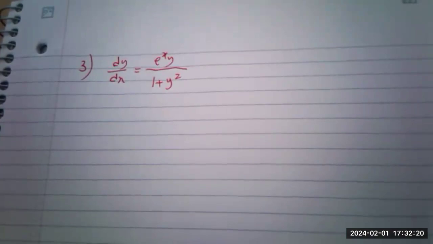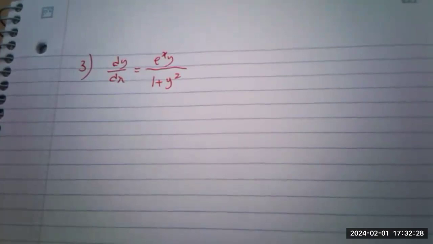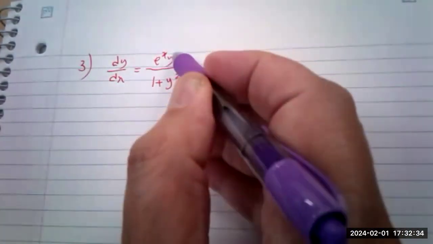Number 3, part 3, of course, dy/dx is equal to e to the x times y times 1 plus y squared. Look at this one. Again, the function to the right is just a product of 2 functions. You see, e to the x is one type, y times 1 plus y squared is the other one. This is a function of y, and this is a function of x. So it's a product of 2 functions. Since it's a product of 2 functions, it's a separable equation.